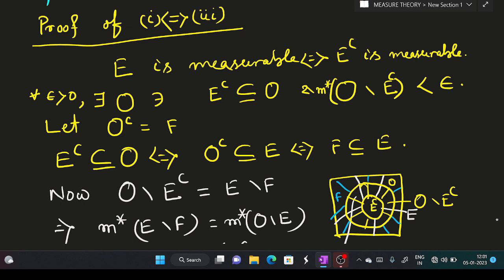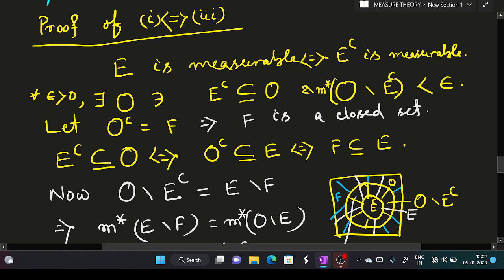What about O complement? O complement will always be a closed set. So let O complement be equal to F. So F is a closed set. So E complement is a subset of O implies and is implied by O complement is a subset of E, which implies and is implied by F is a subset of E.